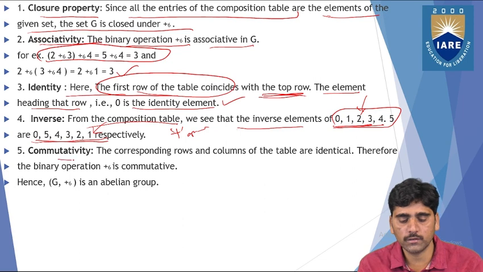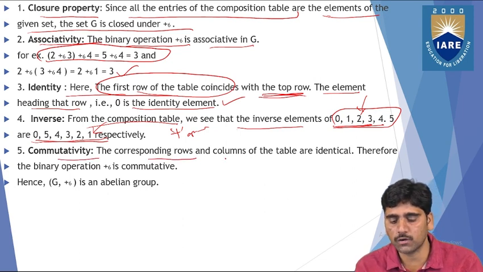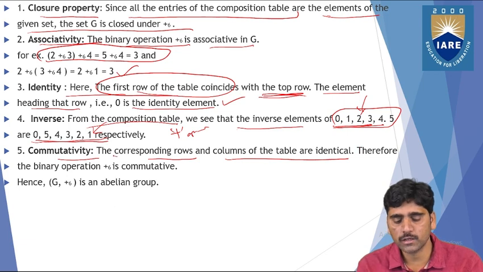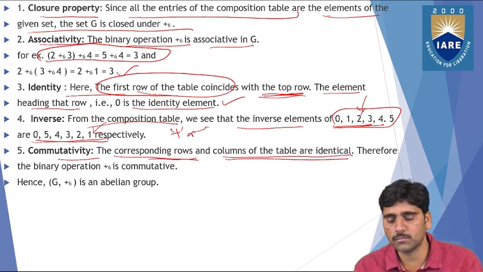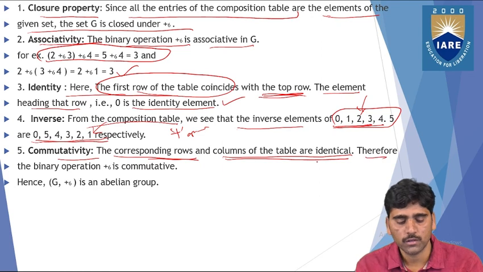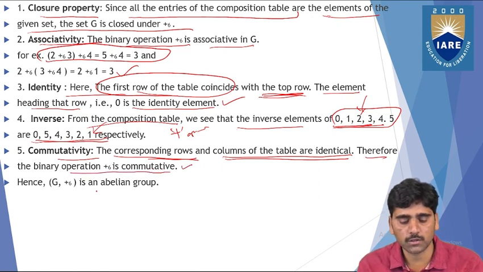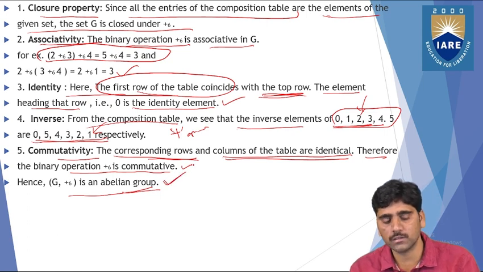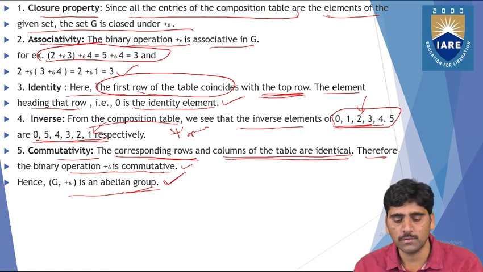And last, commutativity. The corresponding rows and columns of the table are identical, and that means both are the same. The number of rows and the number of columns is the same. Therefore, the binary operation plus 6 is commutative, and we can say that G with plus 6 is an abelian group.